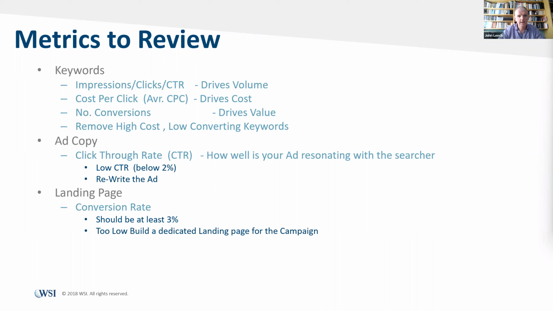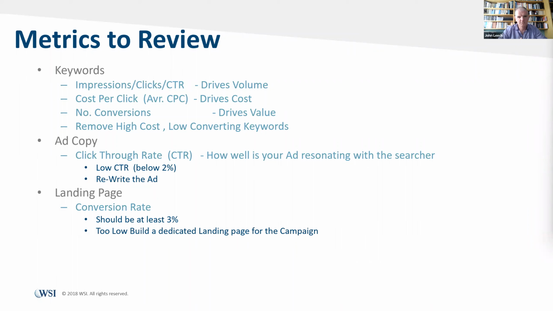Cost per click, what is that at the moment? If it's going up, are there keywords now that are more expensive that I need to remove from the campaign because they're driving more cost and not enough conversions? So we've got to just track where your average cost per click runs over time.